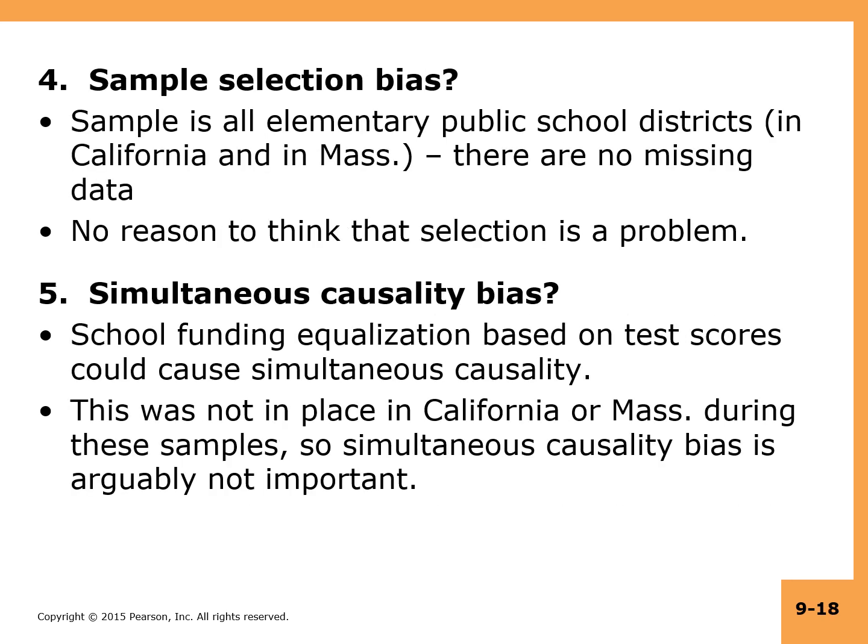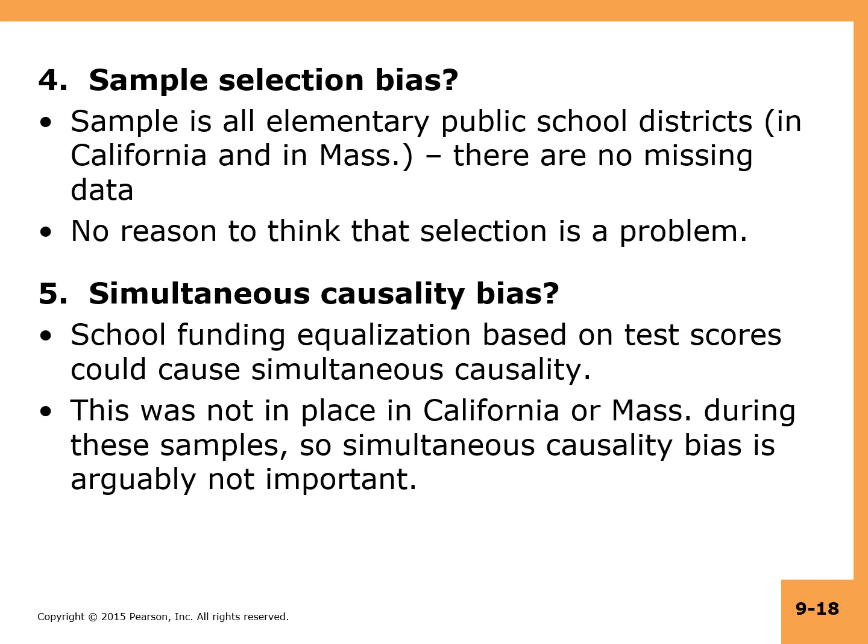The fourth threat is the sample selection bias. In this case, the sample comes from all elementary public school districts, so there's no reason to think that there is some sort of selection bias. If, for instance, the sample only came from school districts with high test scores, then there could have been some sort of selection bias. But in our case, since the sample is coming from all the school districts, there's no reason to believe there's a selection bias.